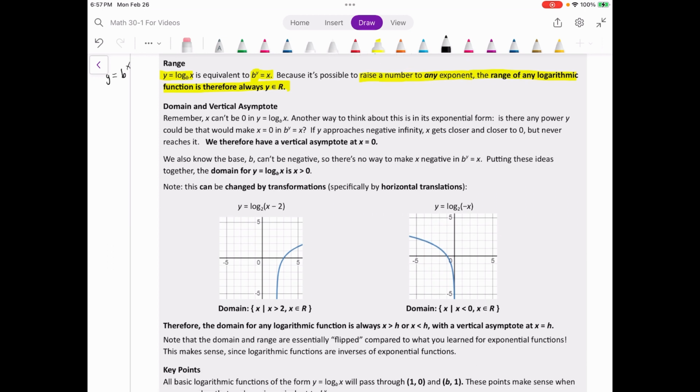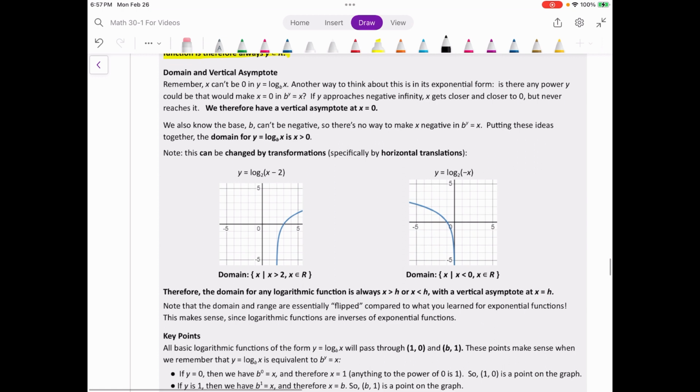Okay, now you might recall that exponential functions had horizontal asymptotes. So since logarithms are inverse functions of exponentials, you might predict that they would have vertical asymptotes instead of horizontal, because x and y are swapped, and you would be correct to think that. So remember, x can't be 0 in y equals log base b of x, right? Because b to the power of nothing is ever 0, okay?